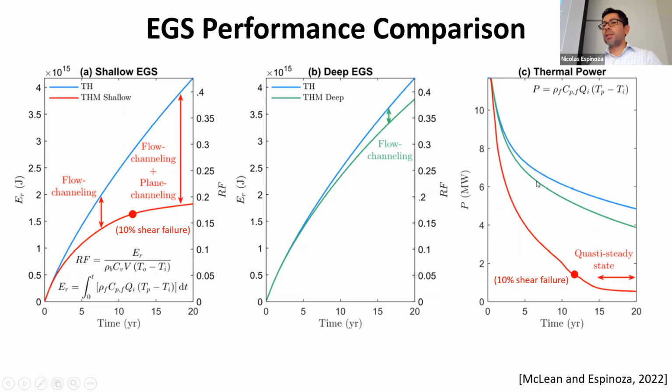And also you can see the power is quite different in the two cases. In this case, we did the comparison also with the same reservoir temperature, so the power comparison is more or less fair. But we know that at deeper locations, the temperature is going to be higher. This is just to illustrate the effects of how flow channeling and plane channeling can affect an EGS system.